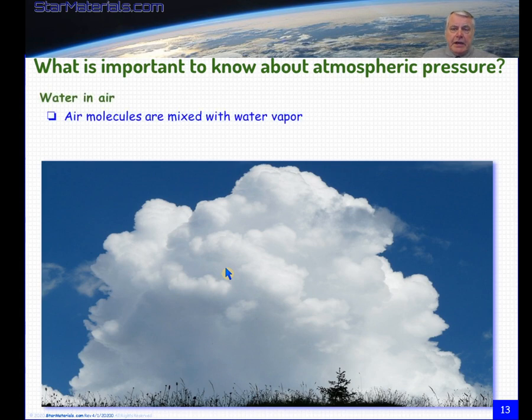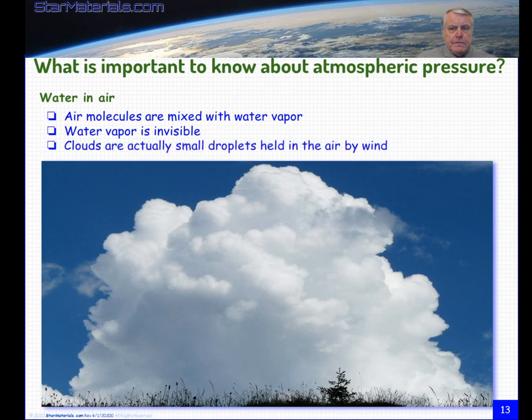Now, water in the air: air molecules are mixed with water vapor. Water vapor is invisible. Clouds are actually small droplets held in the air by wind. And the lower the pressure, the more water molecules or droplets that are frozen can be held.